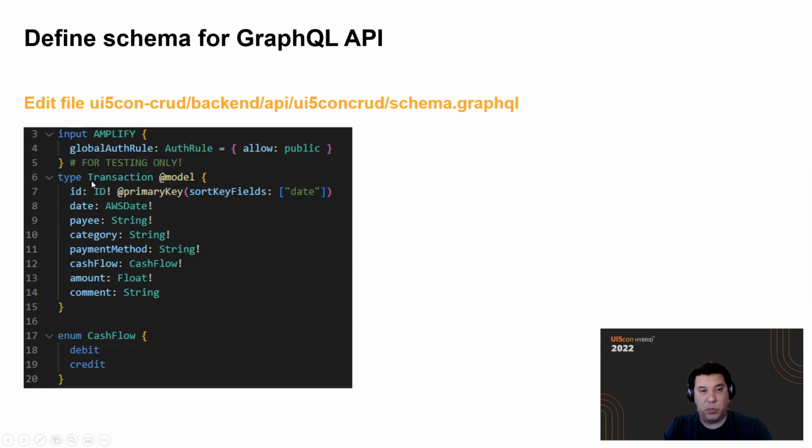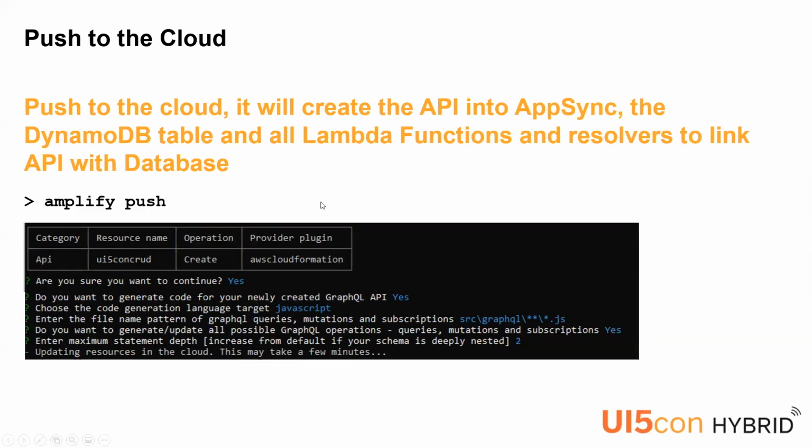So it's very simple to define the schema of the API. Here I defined just one, the transaction, with these fields. That's the same one that I use on the screen. And here we have a lot of other options to make queries or advanced things, but I keep it simple. Of course, we can define a lot of other APIs that your application needs. After that, we run amplify push, and it will create the resources in the cloud.